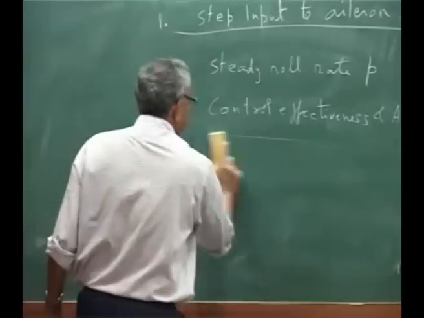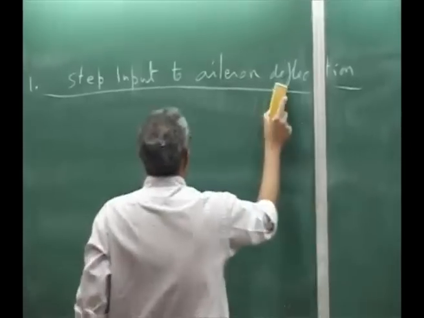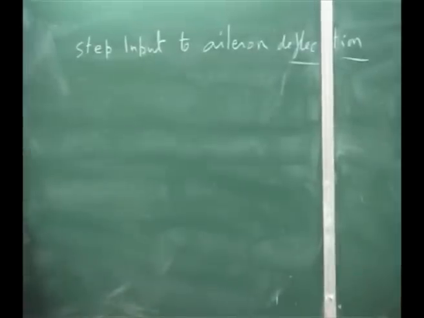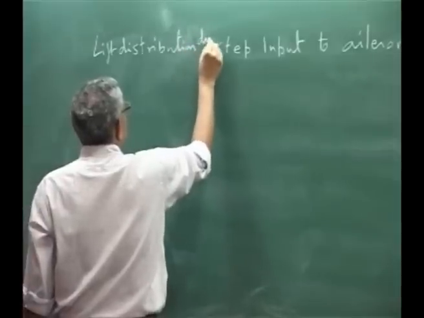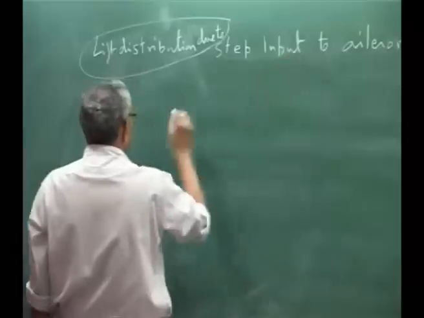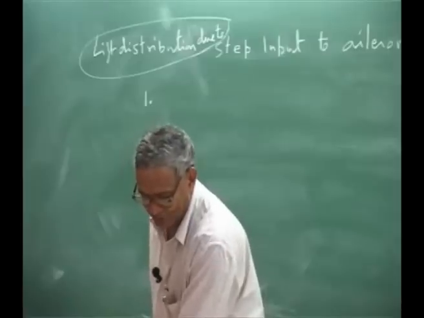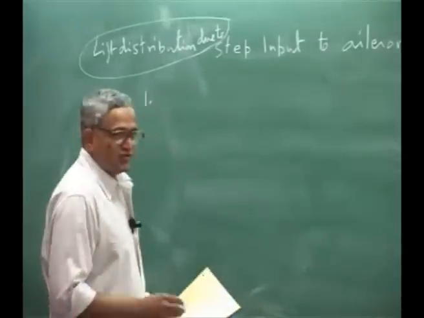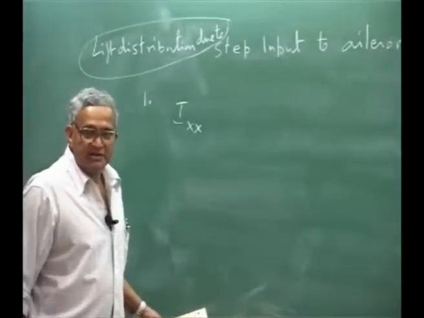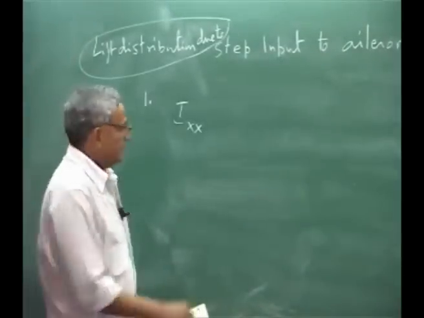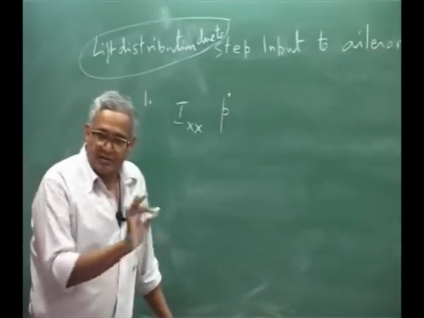Now we will write it in a simple form. Maybe I take this, I will write here, lift distribution due to a step change. So what you have done is you have suddenly put an aileron. What happens? You generate, if you say Ixx is the roll inertia of the vehicle and P dot is the roll acceleration, this is the effect.